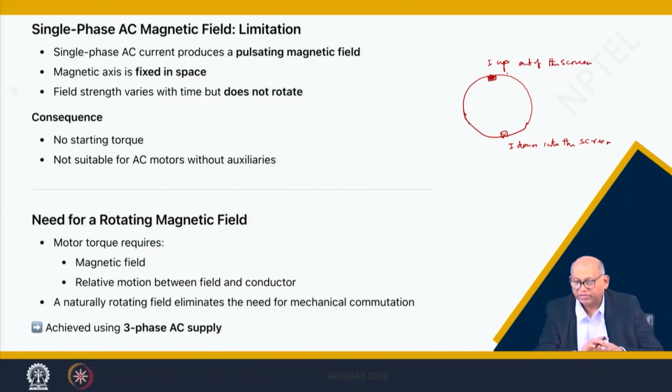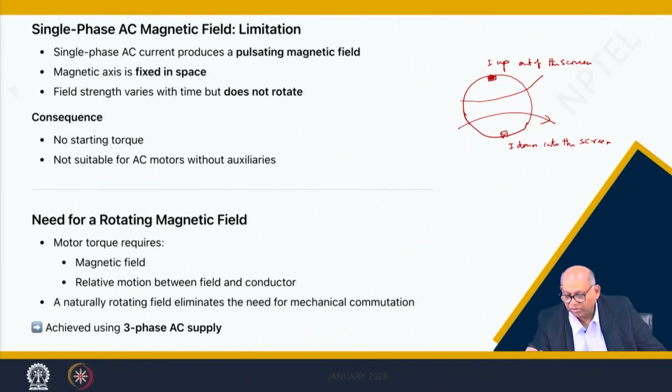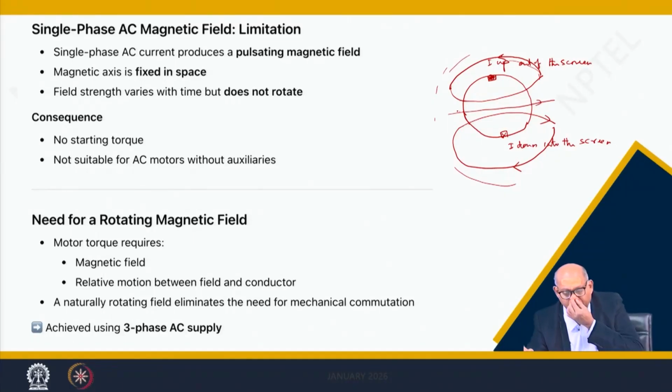If you have Ampere's law, this will create flux patterns like this. These will be closed flux lines, you can see. So, this is in the stator. These are the flux lines. As a result, this is the north pole, this is the south pole.